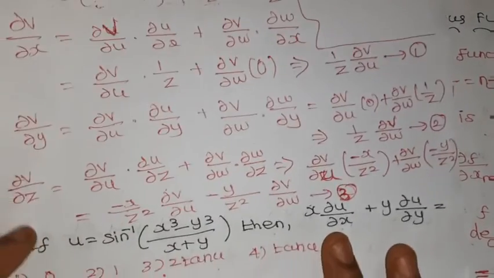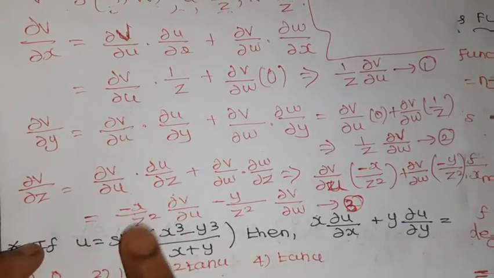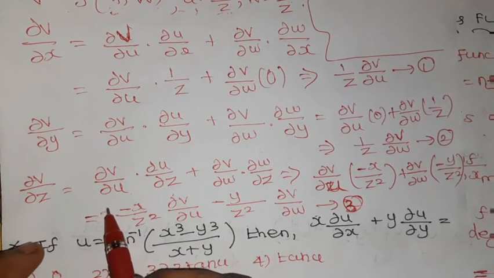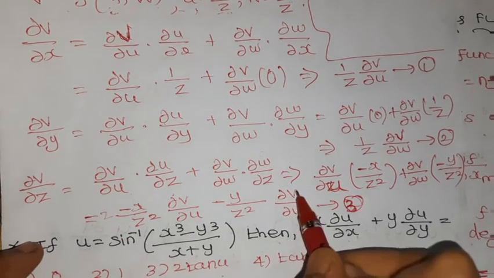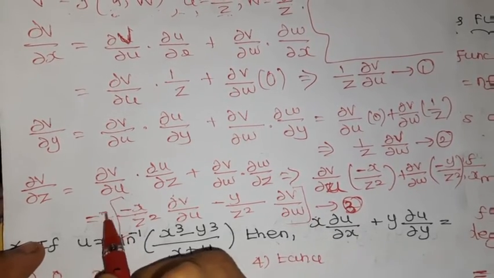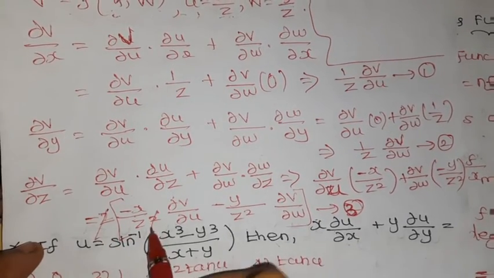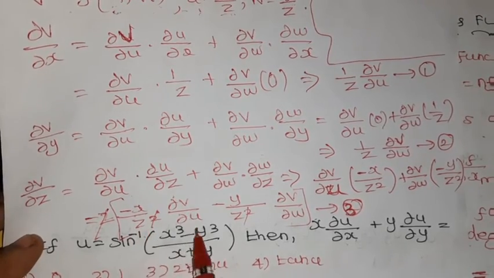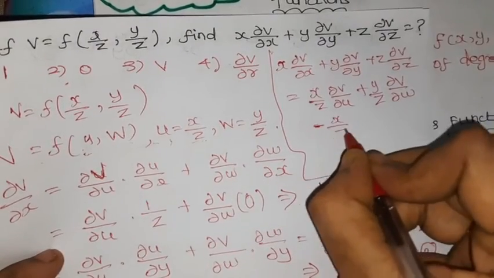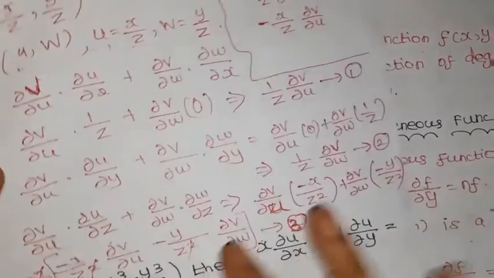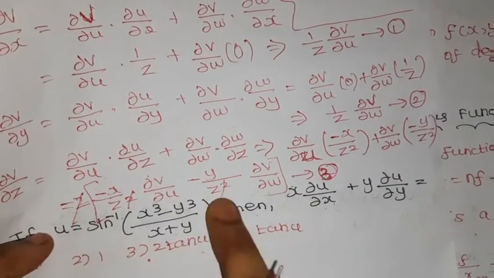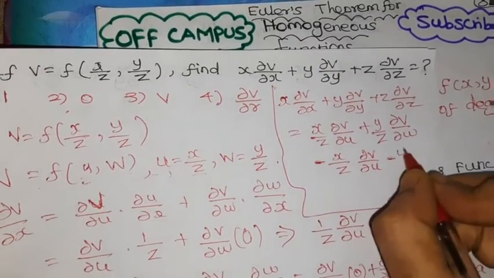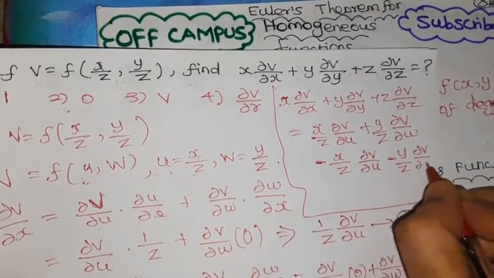Then equation 3 multiply by z. So when we multiply by z, what can we get? Here I am writing multiply by z for this term. This and this get cancelled and this also will get cancelled. So minus x by z dou v by dou u. Here also minus y by z is common. Minus y by z dou v by dou w.